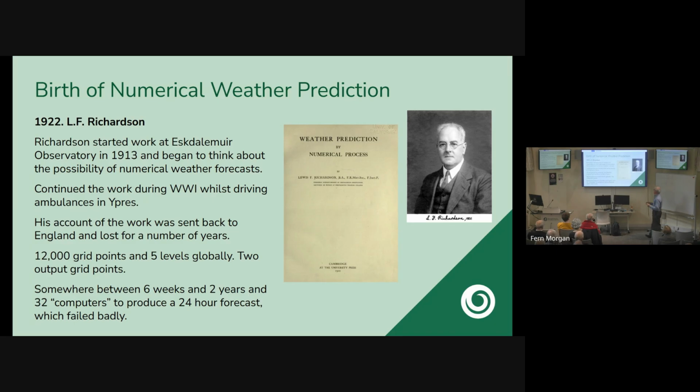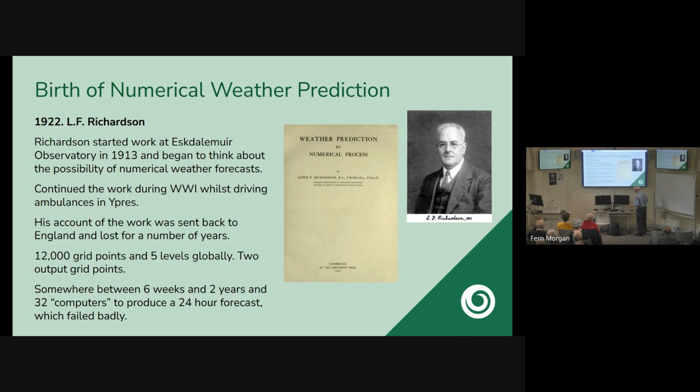So when he got back to England, they actually put this into practice, and they described the atmosphere on a grid of points over the UK and the surrounding area, with 12,000 grid points, which is an awful lot actually, and 5 levels globally. But he only computed the answer at 2 of these grid points. The question is, how did he do it?